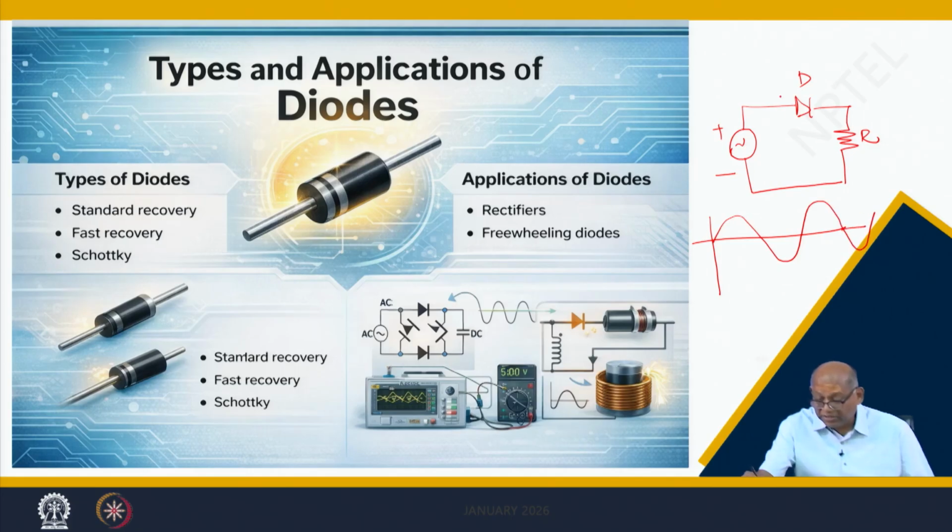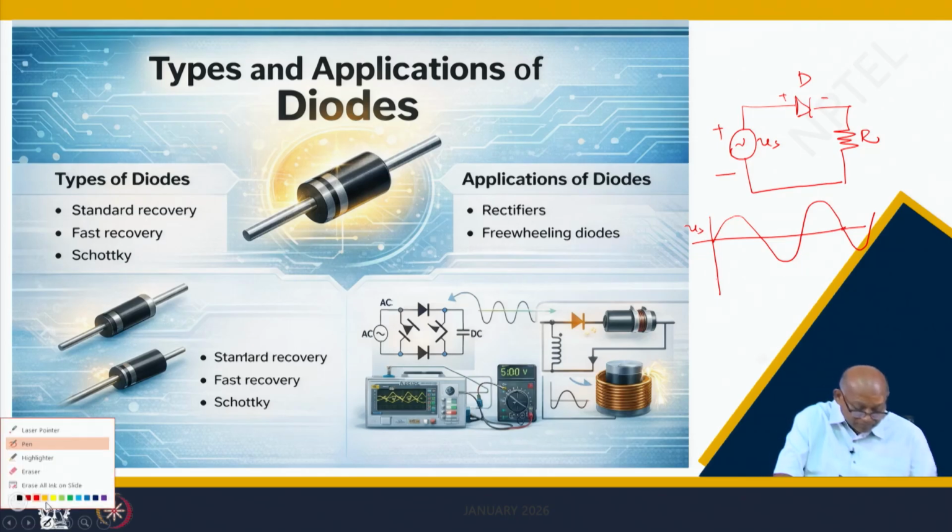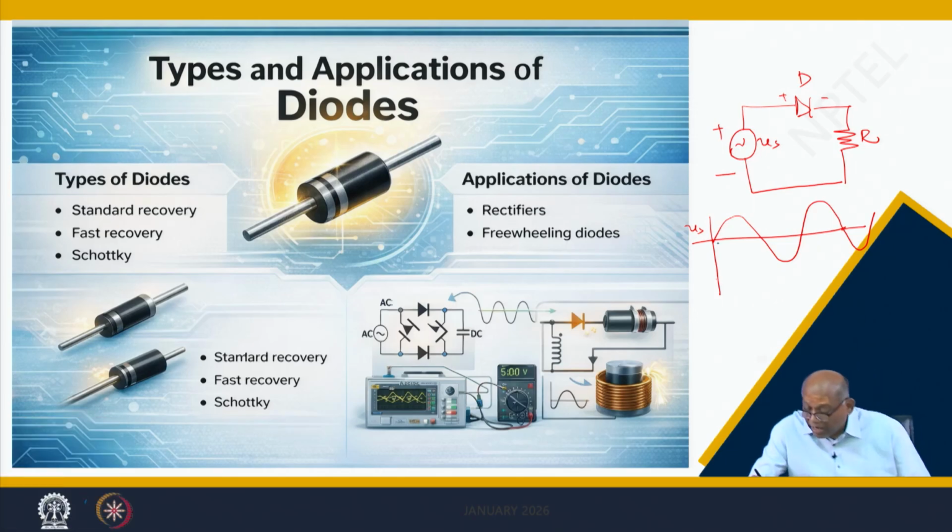Then what will happen to this diode? Whenever this is positive, this is Vs, let us say Vs, the diode will conduct. So the diode will conduct only in the positive half, because this will become positive. In the negative half, the diode will stop conduction, again positive half. So, like this, if you see the diode output voltage, this will become like a half wave rectifier. That means DC, only half waves are there.